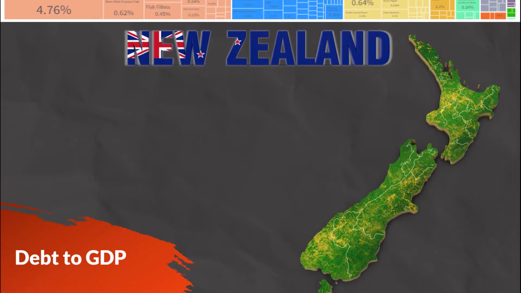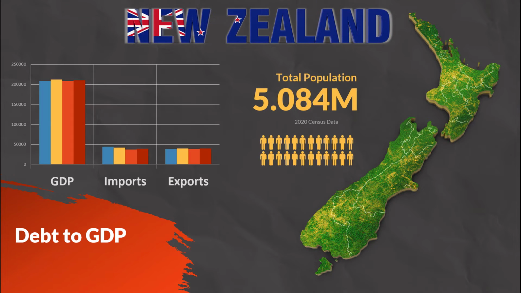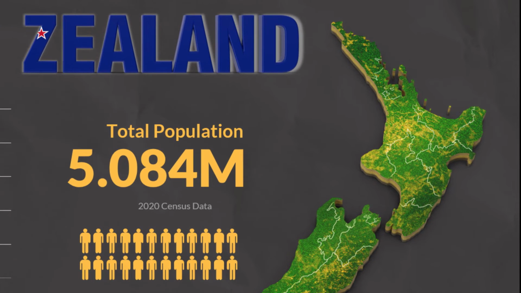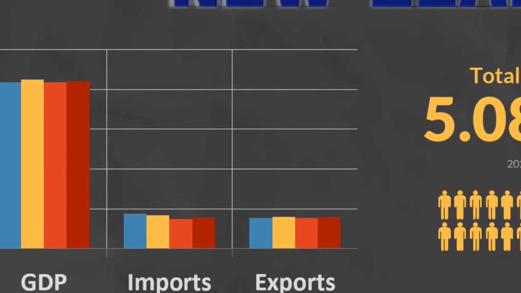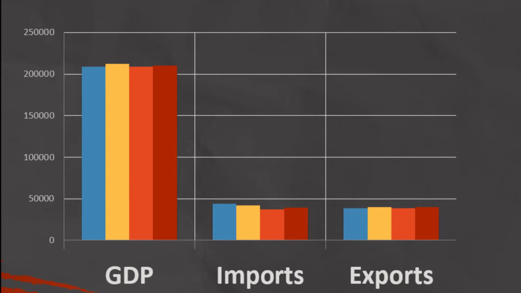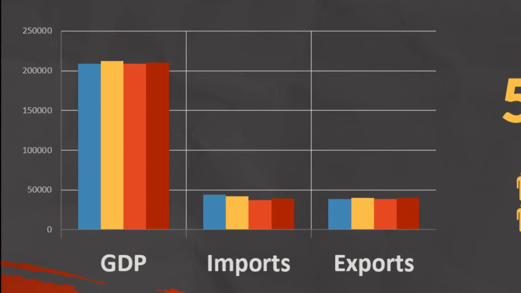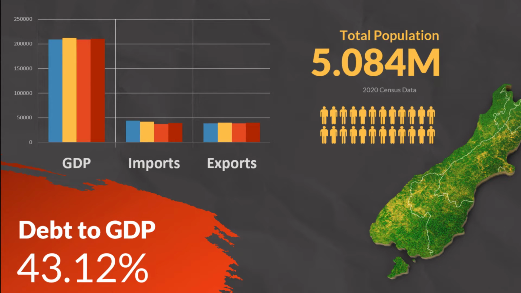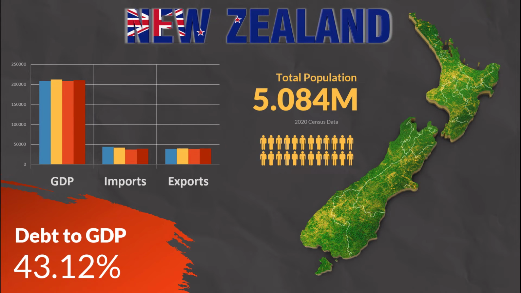So if we take a look at New Zealand's economy, again, it's a very small country, only 5 million people. But take a look at the GDP. So we take out imports and exports. You can see that the majority of the GDP of New Zealand is actually created by New Zealanders themselves. And they sport one of the lowest debt to GDP ratios at 43% as of 2021.